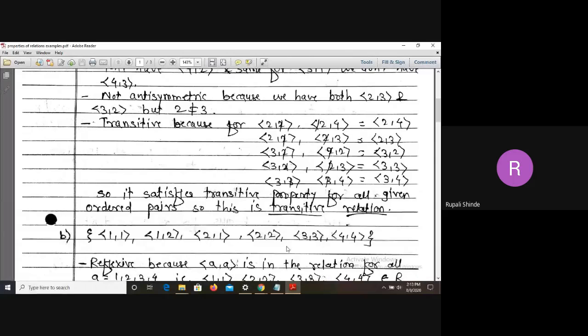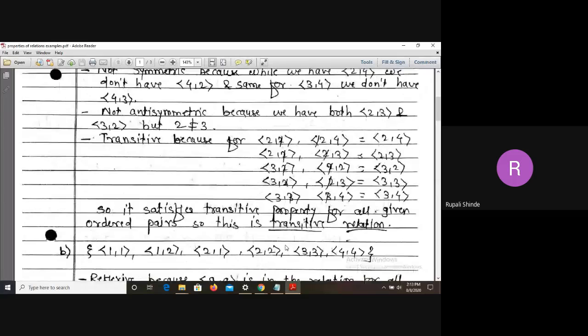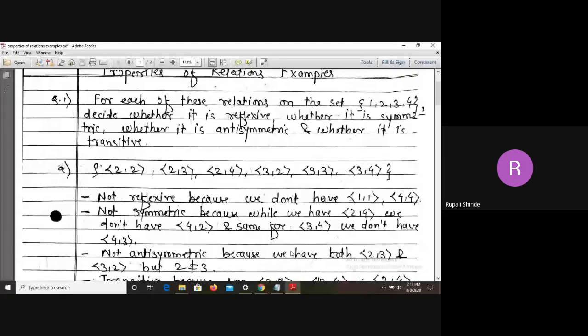Symmetric means the reverse of every ordered pair must be there. So here (1,1) reverse is the same, (1,2) reverse is (2,1), and (2,2), (3,3), (4,4) reverse is again the same. So we can say that the reverse of each and every pair is here. That's why this one is symmetric. Now the next property is antisymmetric.